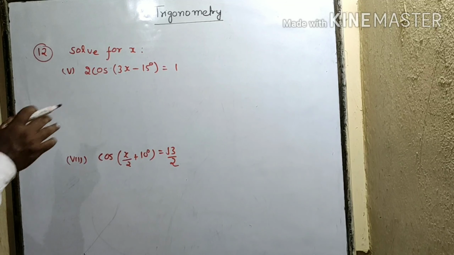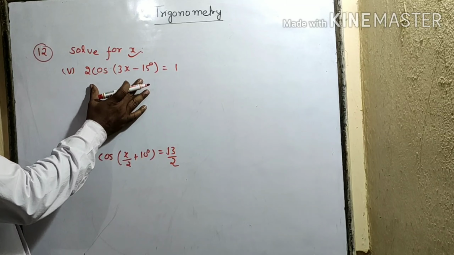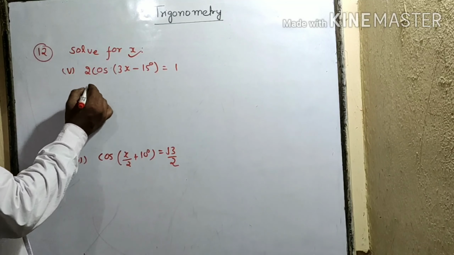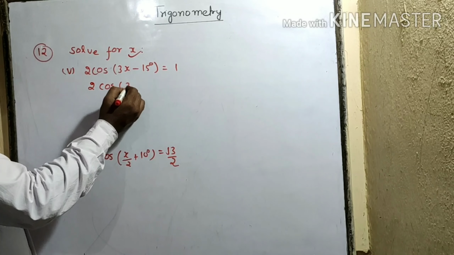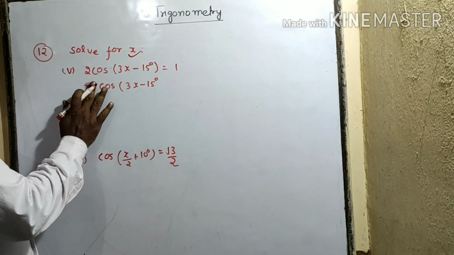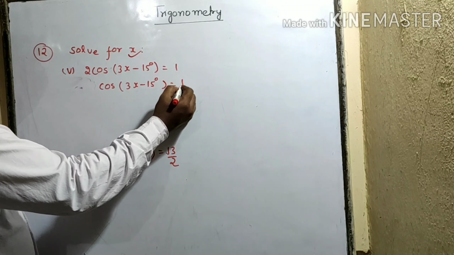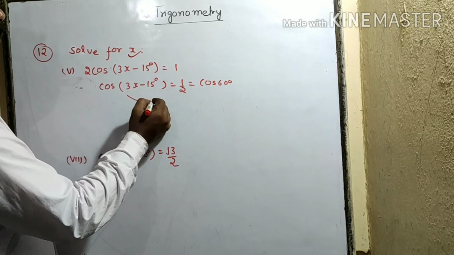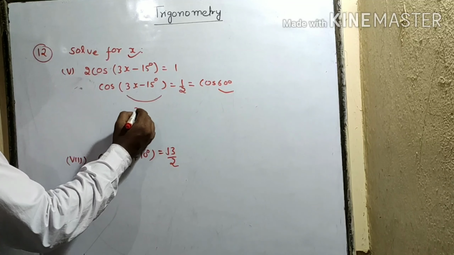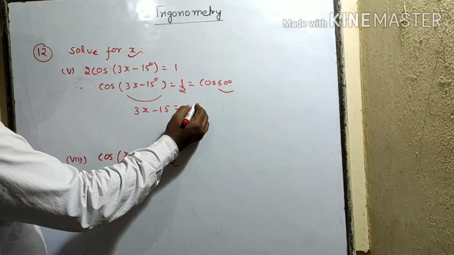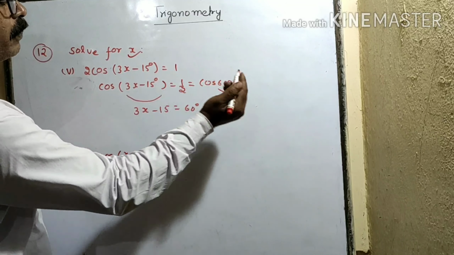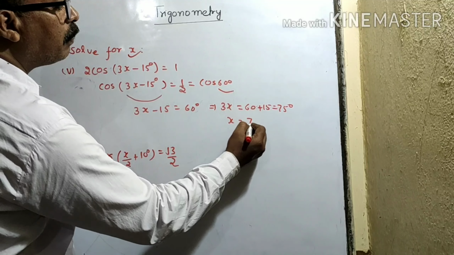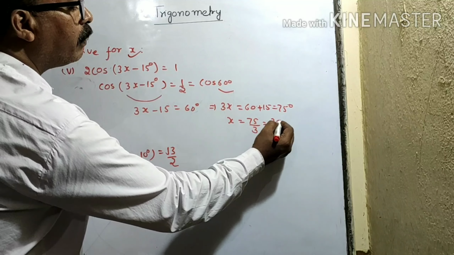Now we are in question number 12. You have to find the value of x if this is given: 2 cos(3x minus 15) is equal to 1 and this is given: cos(x by 2 plus 10) is equal to root 3 by 2. So let's do 2 cos(3x minus 15). This 2 will be shifted to this side, that is equal to 1 by 2. And 1 by 2 in cos means cos 60 degree. So this value will be equivalent to this value. So 3x minus 15 will be 60. It implies that 3x, this 15 will be transposed, 60 plus 15, that is equal to 75 degree. So x will come out as 75 by 3, that is equal to 25 degree.